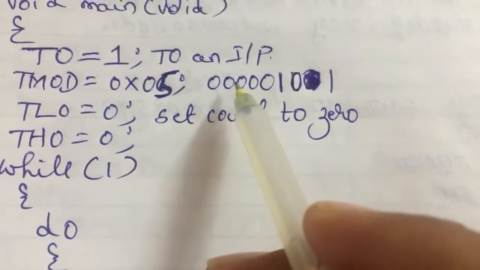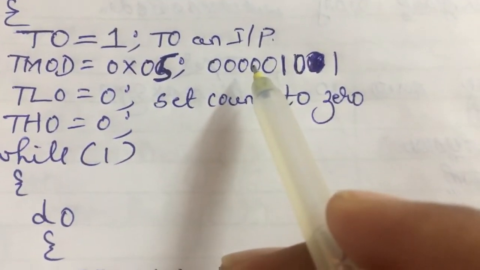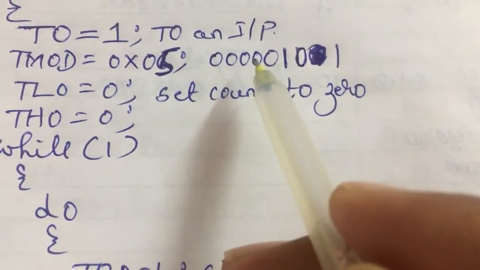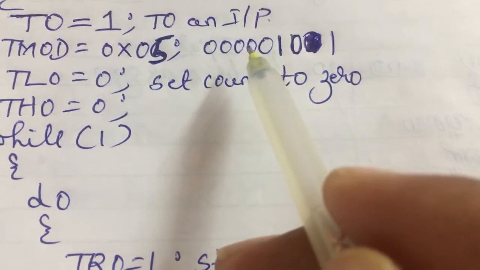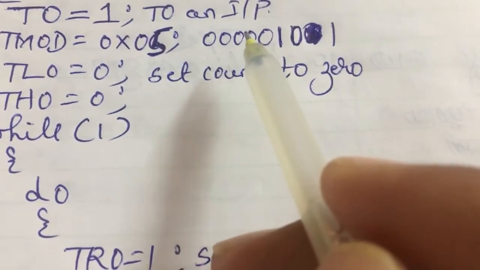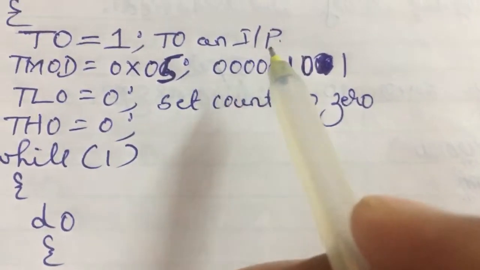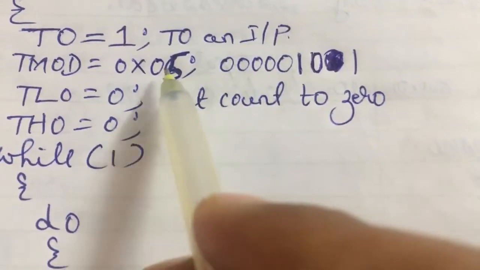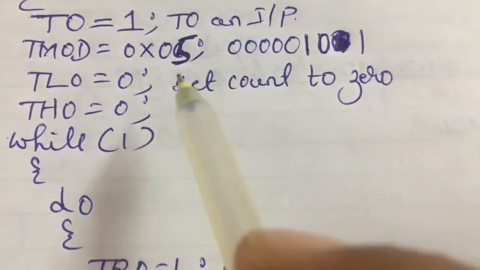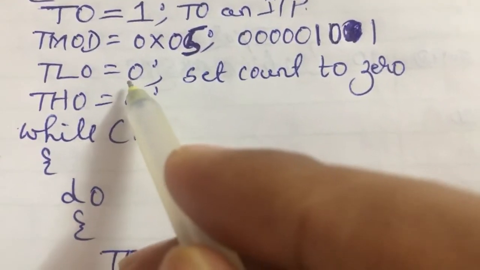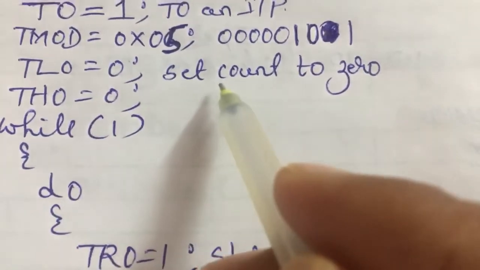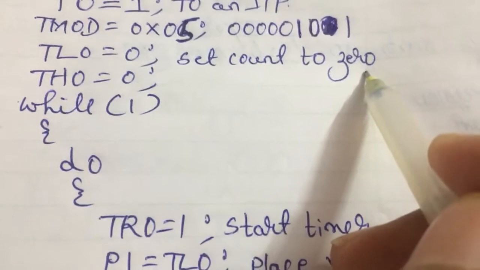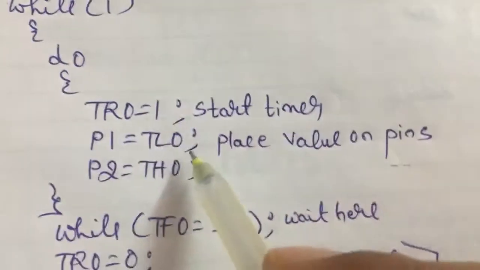Since we are using only timer 0, in the sense of counter 0, here we are using counter 0 in mode 1. Put that information in the TMOD register and you will get 0x05. Next, initially I am giving 00 in both the registers, that is, set the count to 0. Next, while do some operations.